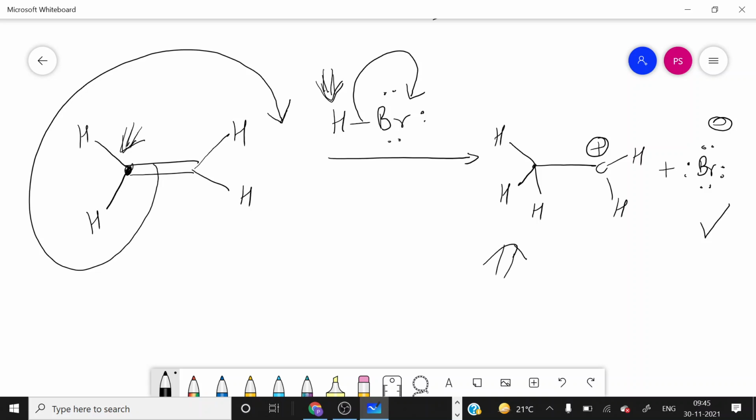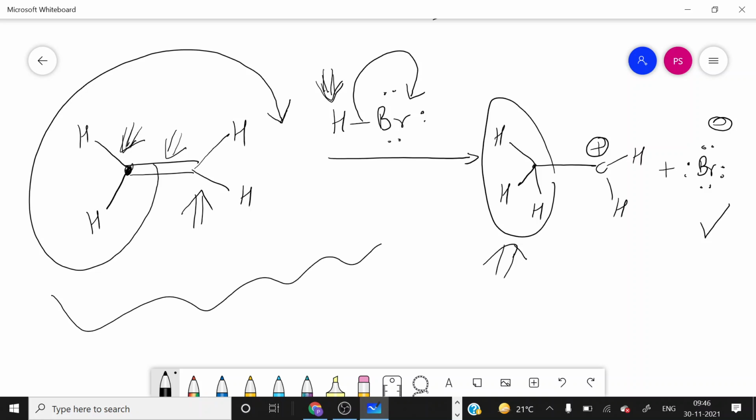Okay, so we get CH3 here, and remember that this pi bond moved away from the right hand side carbon. That's why the right hand side carbon will acquire positive charge. Okay, and the reaction is balanced. Why? Because the net charge on the left hand side species is equal to the net charge on the right hand side species.